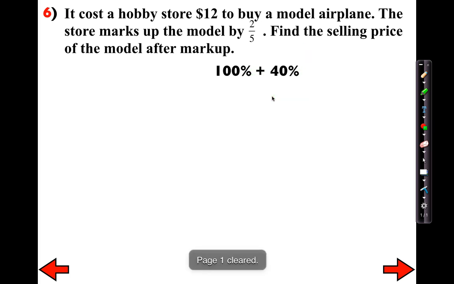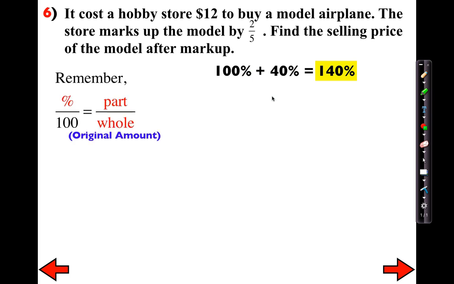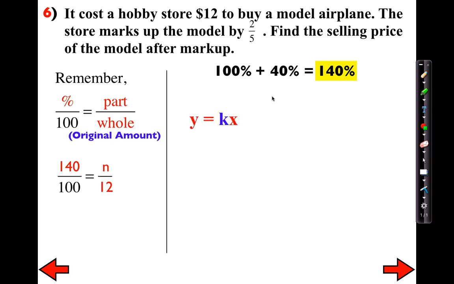So that's what we're going to do. 100 plus 40 is 140. So plugging that into our proportion, you would have 140 over 100 equals now 12. Is that the original or is that the new? 12 is your original, so that goes in the denominator, so you can solve this proportion. Or you can go ahead and just use the equation y equals kx.